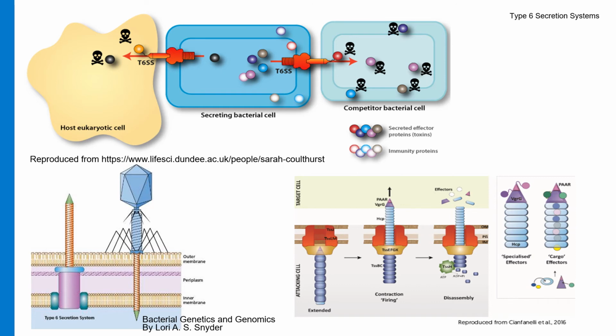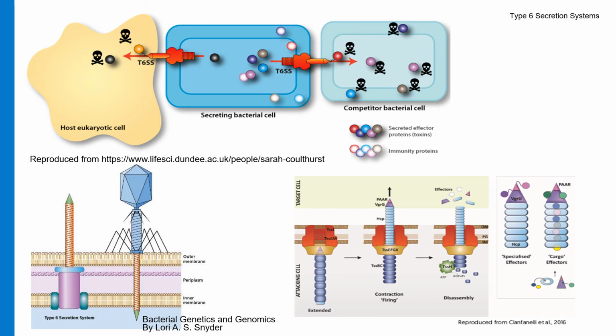And evolutionarily, what we see is that this looks like a bacteriophage. The bacteria have taken in bacteriophage, flipped it around the other way, and are using it as a weapon to stab and attack competitor bacterial cells and inject them with toxins.